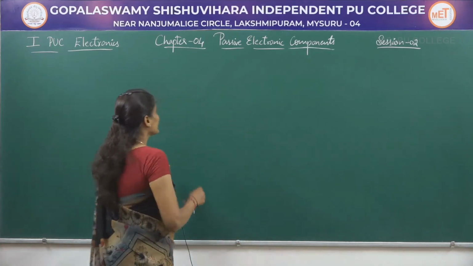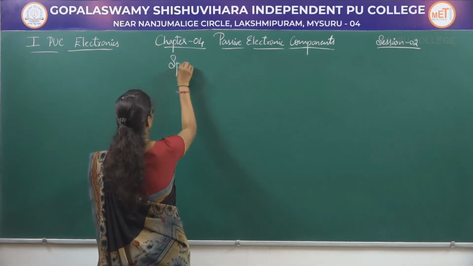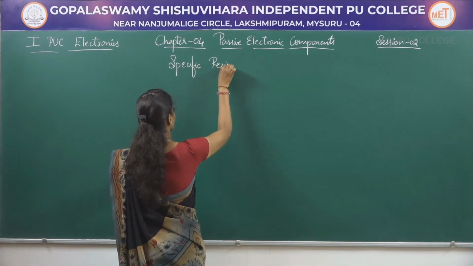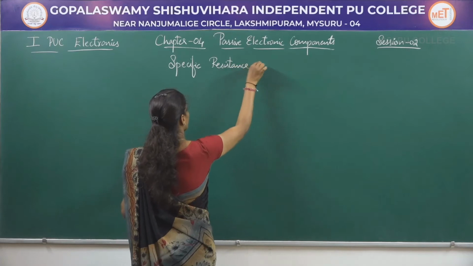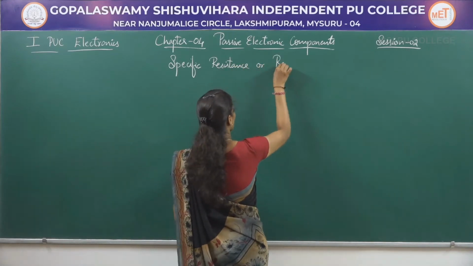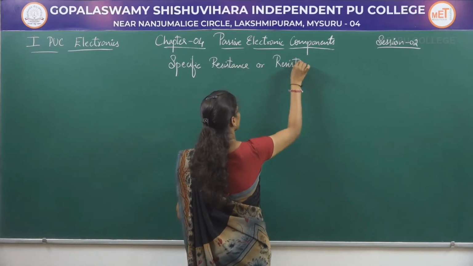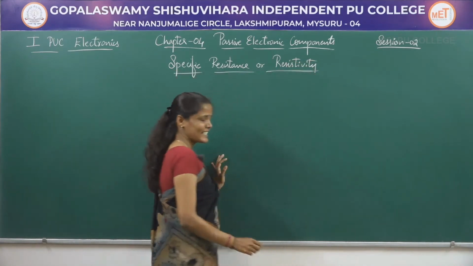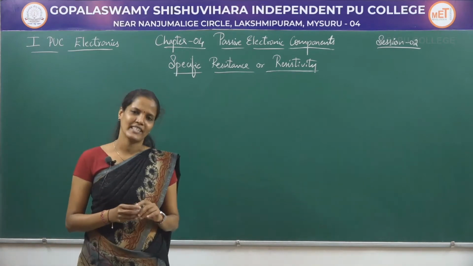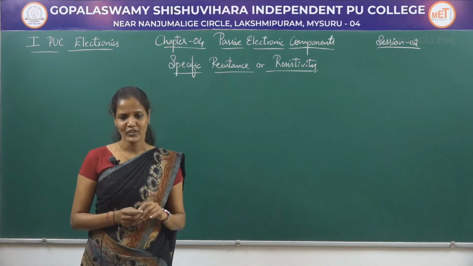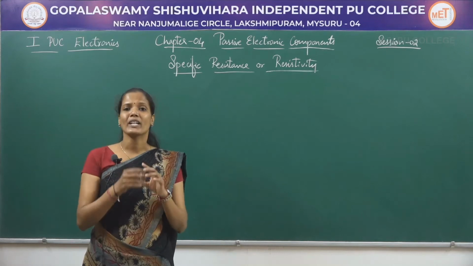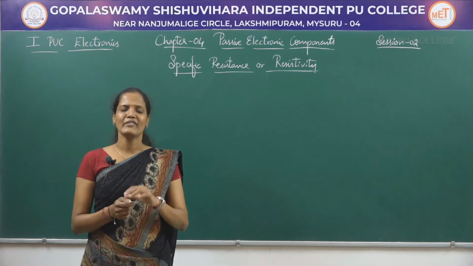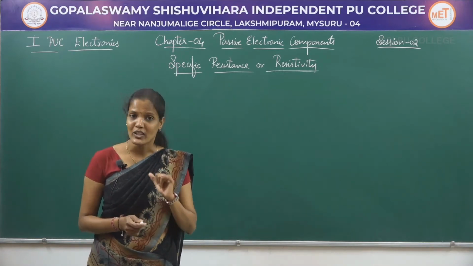So the very first topic is the specific resistance or resistivity. So what exactly is the meaning of the specific resistance or resistivity? At constant temperature, the resistance of a conductor is directly proportional to the length of the conductor and inversely proportional to the area of its cross section.